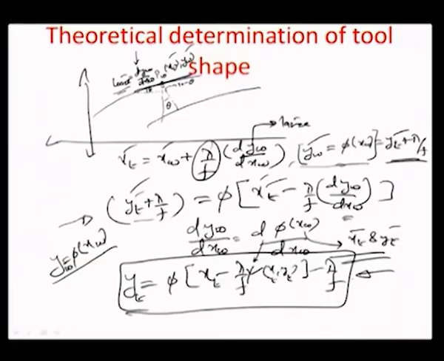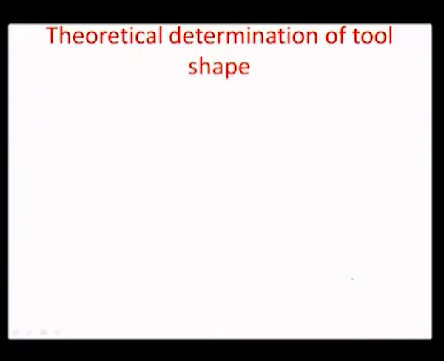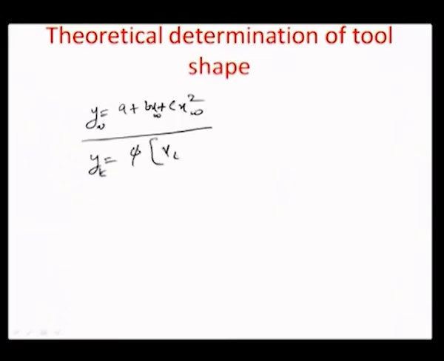Now, supposing we assume a functional relationship of the type y equal to, let us say, a plus bx plus cx square for the workpiece surface, and we want to find out what the mapping into the tool surface is. As we already know, the map is provided by yt equal to phi of xt minus lambda by f, some function of xt, yt, which is nothing but the slope dyw by dxw, minus of lambda by f.